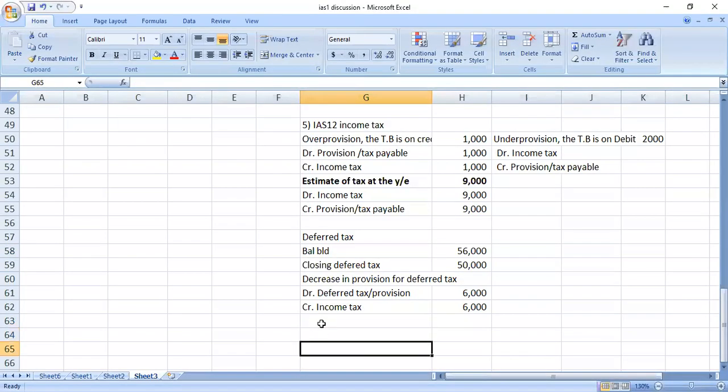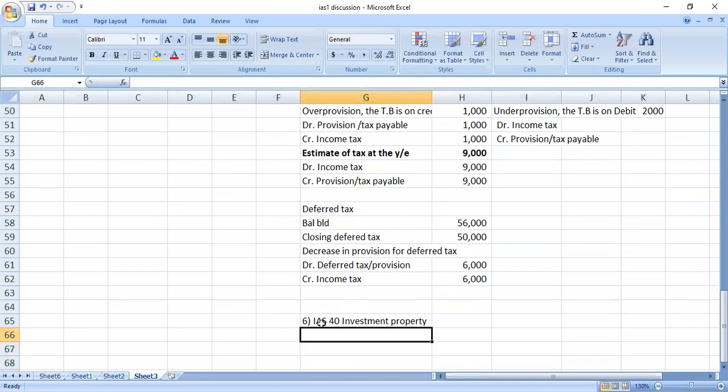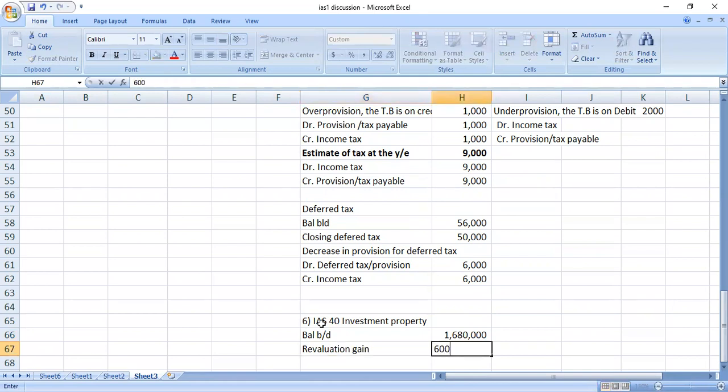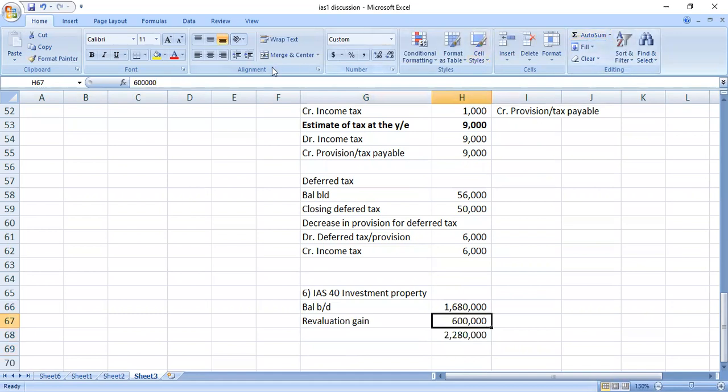Working 6, IAS 40 investment property. The balance brought down, or the opening balance, is 1680. But they're saying there's a revaluation gain, or a gain in fair value, of 600,000. So our new balance is, okay, this is what someone wants to see: that you go and add.